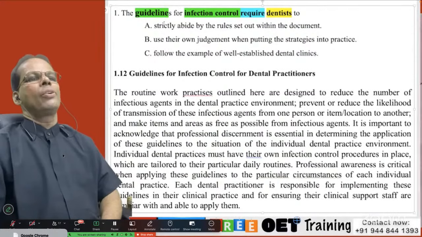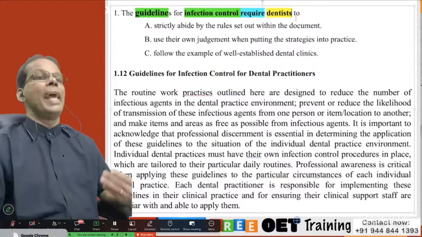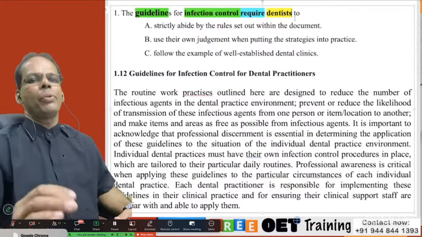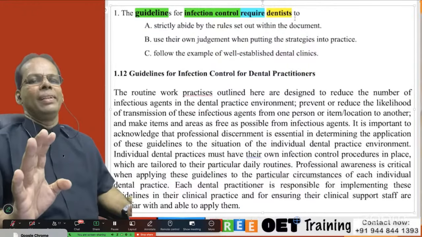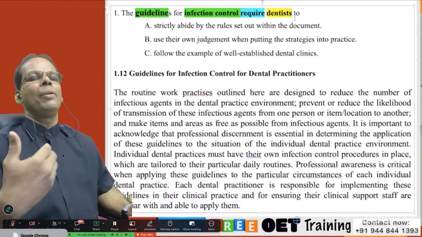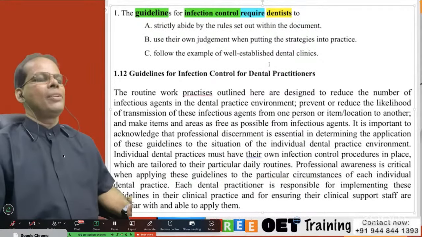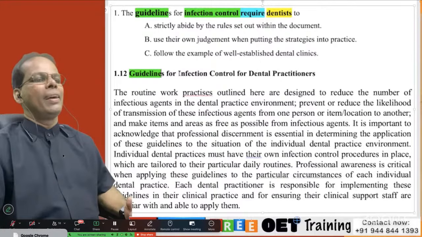Now, the nature of the text is guideline. The topic is infection control. And the one who has to do something is the dentist. Okay, they must do something. So you are supposed to find out what they must do. Now you see, I said you should be skimming for the headings. Now you see guidelines again. You have here the nature of the text. See the connection with the question stem. Okay, guideline. Then you have the topic here in the heading.